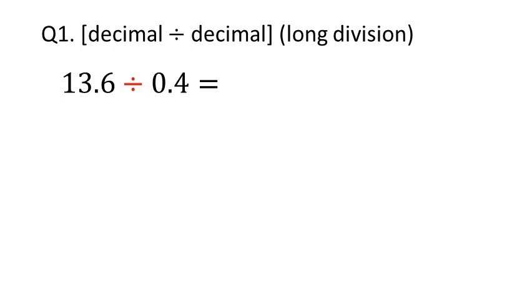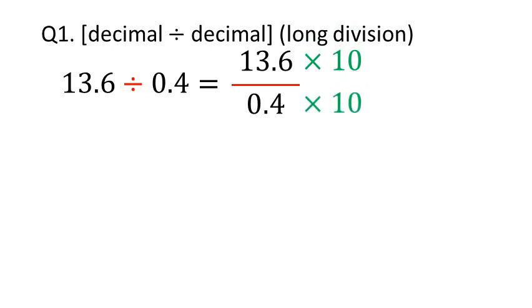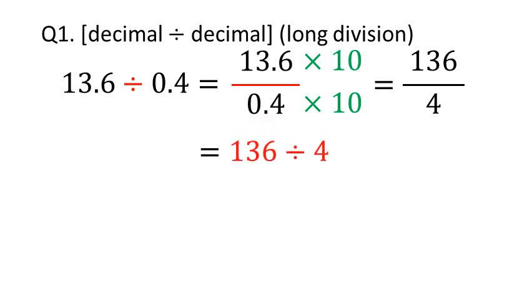13.6 divided by 0.4 can be changed to 13.6 over 0.4. We can multiply both the numerator and the denominator by 10 to have whole numbers. We now have 136 over 4. Since a fraction can be changed back to a division, it will be 136 divided by 4. We can calculate 136 divided by 4 instead of 13.6 divided by 0.4.